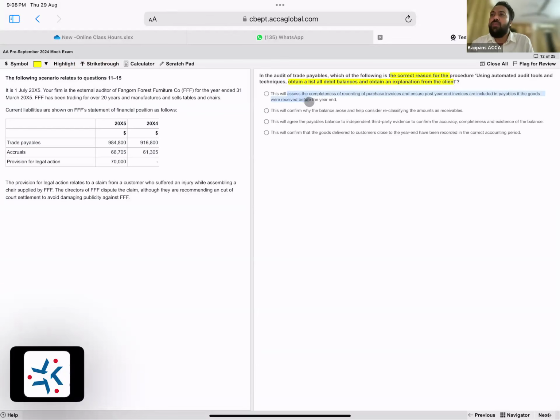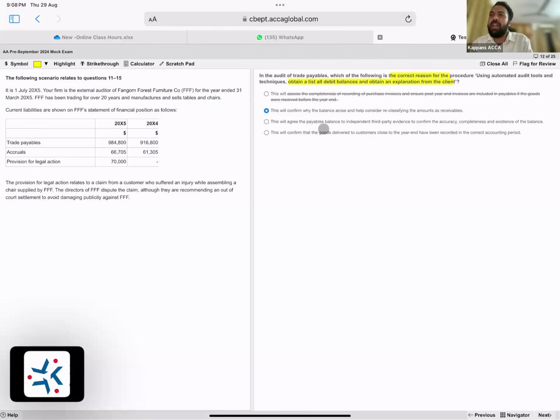This will confirm why the balance arose and help reclassify the amount as receivable. Yes, that is correct, because a trade payable will normally have a credit balance. If they have a debit balance, it could be receivable. So mostly B will be the answer, but we have to read C and D to confirm that.